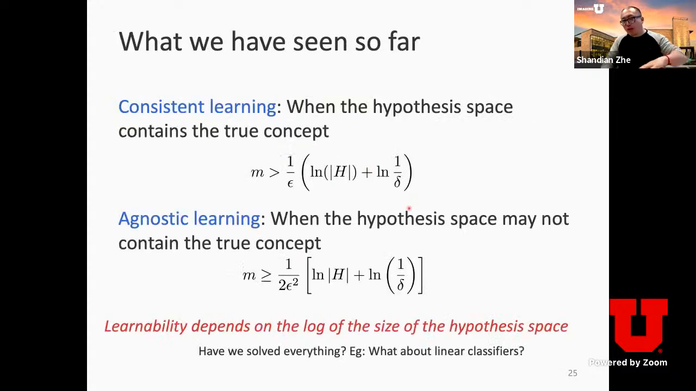If we deal with an infinite hypothesis space, no matter whether you are doing consistent learning or agnostic learning, you wouldn't get any meaningful theoretical guarantees like sample complexity or generalization error bound. Why? Because when you substitute the logarithm of the size of the hypothesis space in this inequality, you are going to get infinity as well. Log of infinity is infinity. They actually don't have any meaningful bound.